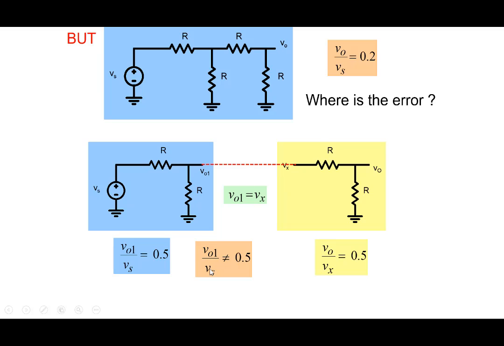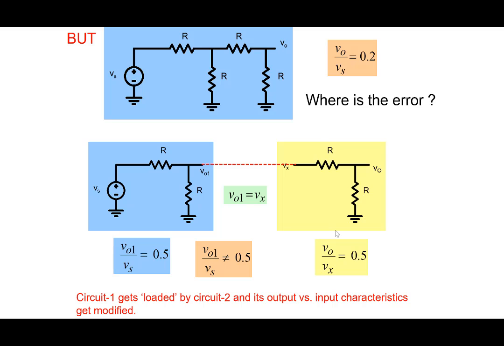But then V01 by Vs is no longer 0.5 here. So the moment you add this circuit to this one, the first circuit is affected. It's no longer a simple voltage divider. This part of the circuit also comes in parallel, as you can see here, to R. So circuit 1 gets loaded by circuit 2. Circuit 2 acts as a load to the first circuit, and its output versus input characteristics get modified. So this loading effect, whenever we take two blocks of circuit and connect them up, we should always be aware of.